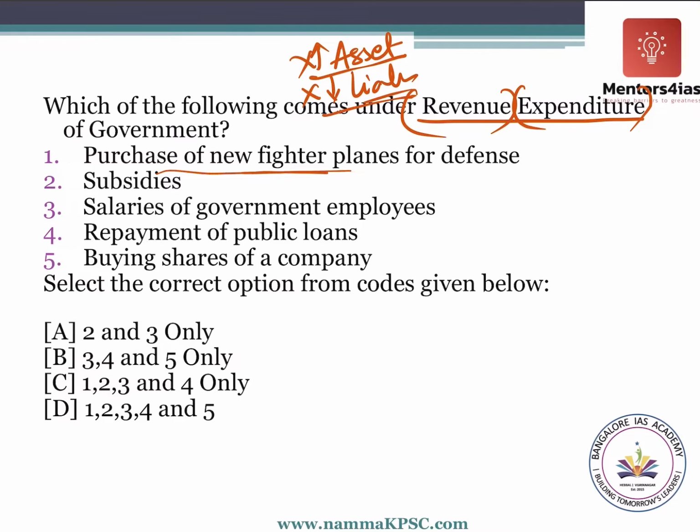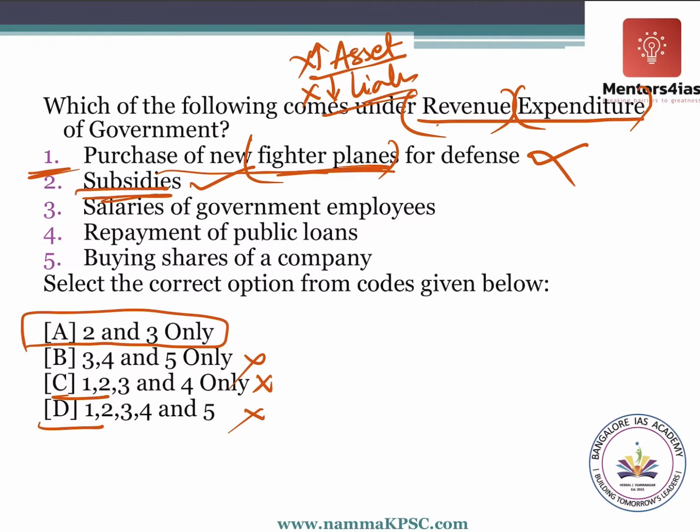So purchase of new fighter plane. Purchasing a fighter plane is actually creating an asset which it can sell later on. So this is not revenue expenditure, it is capital expenditure. So you can rule out these two options. Next, subsidies. Subsidy is not creating any asset or liability, so it is a revenue expenditure. So you can rule out this one, and you already got your answer, that is option A. Anyways, we will discuss the other statements also.